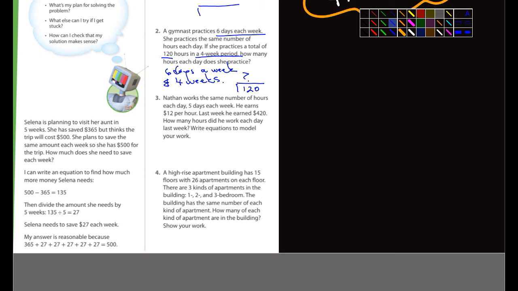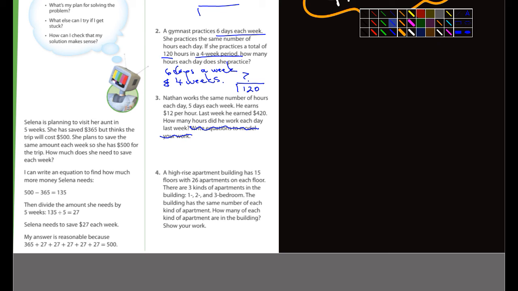Number 3, Nathan works the same number of hours each day. Okay, 5 days a week. He earns $12 per hour, and last week he earned $420. How many hours did he work each day last week? It says write equations to model your work. Well, of course, I think you don't have to model your work, but you are probably going to have to write some equations as you think about this. So it's going to be the same number of hours each day, 5 days a week. And he makes $12 an hour.